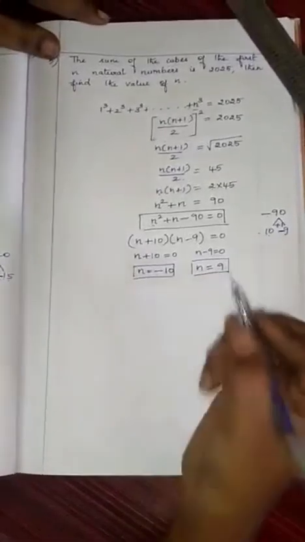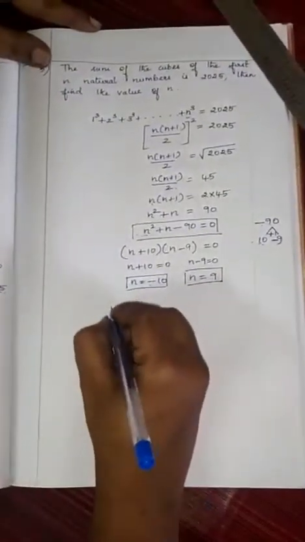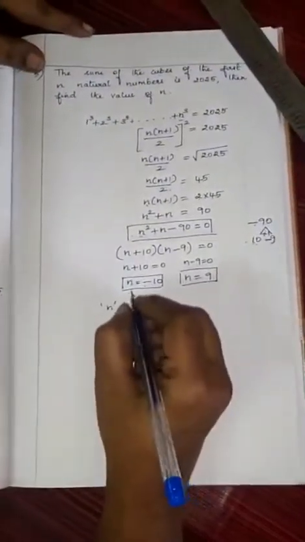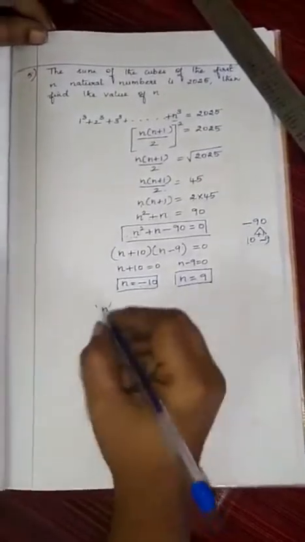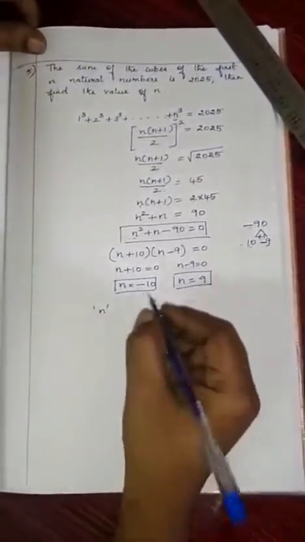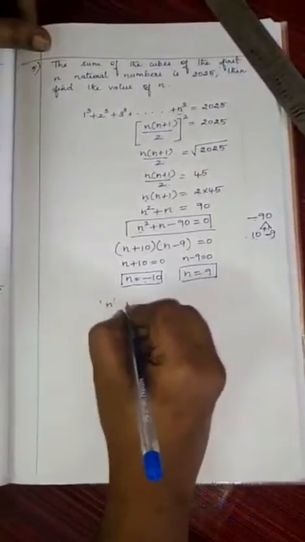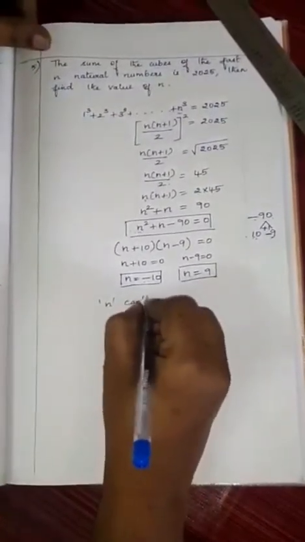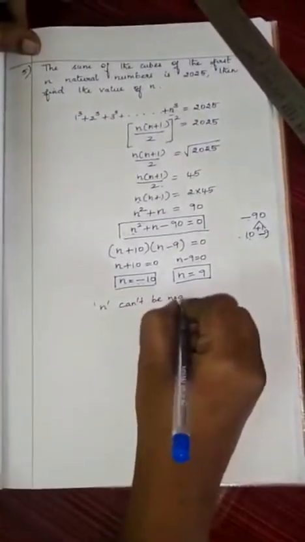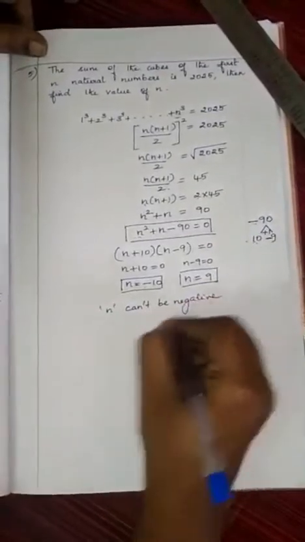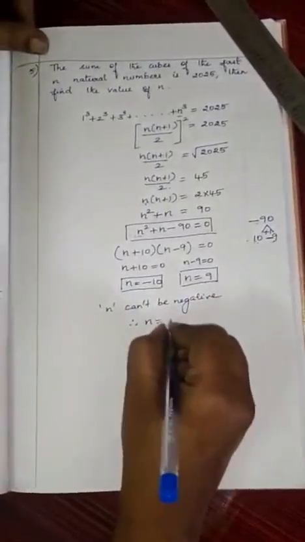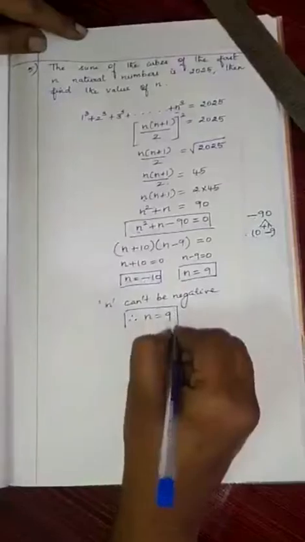So see here, again we have got two n values. One is negative and another one is positive. Already I have told you, number of terms, while counting, we will count 1, 2, 3, positive values. We will not count minus 1, minus 2. So the n value can't be negative. Therefore, n is equal to 9.